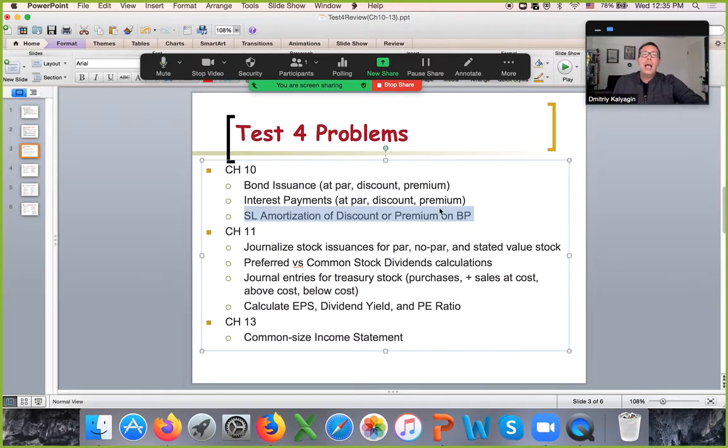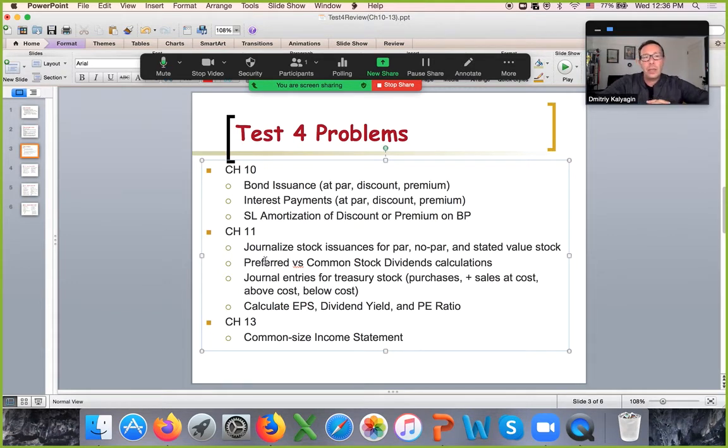Now, in Chapter 11, I will ask you to journalize issuing stocks for par, no par, or stated value stocks. You will need to calculate dividends for common stockholders versus preferred stockholders. And please remember that we have to give dividends to preferred stockholders even if we owe them, if they are in so-called arrears. So you have to first completely fulfill your dividend obligations to preferred stockholders before you can pay any dividends to common stockholders.